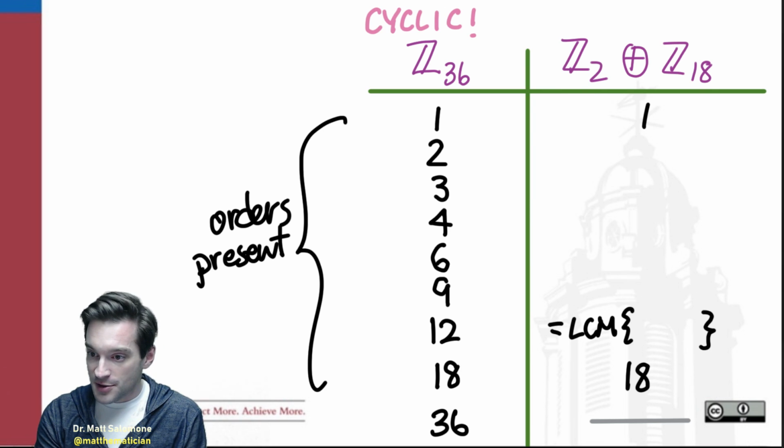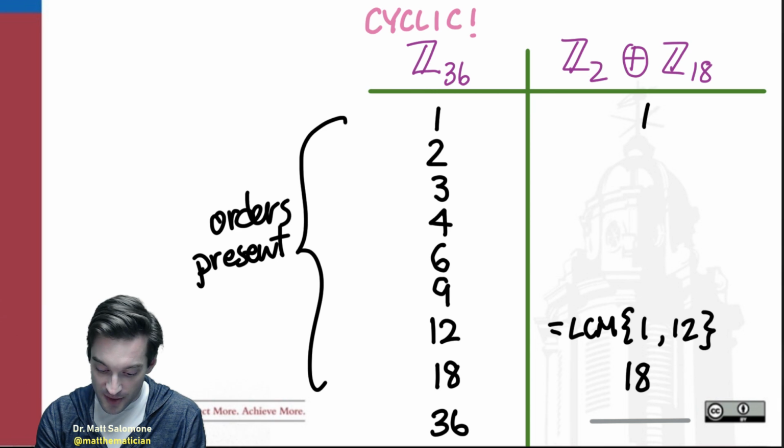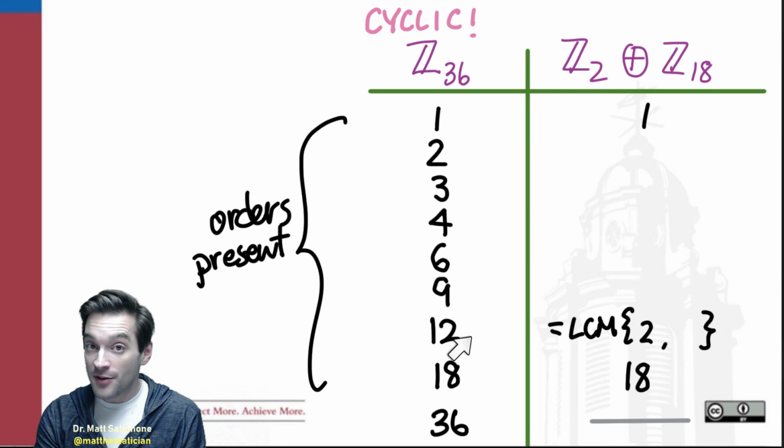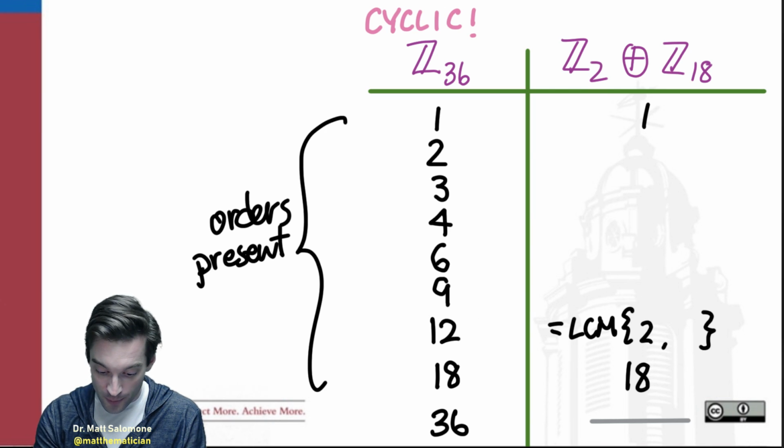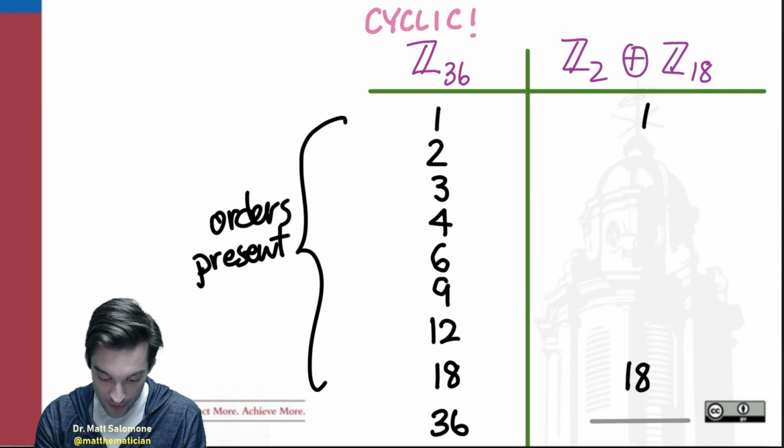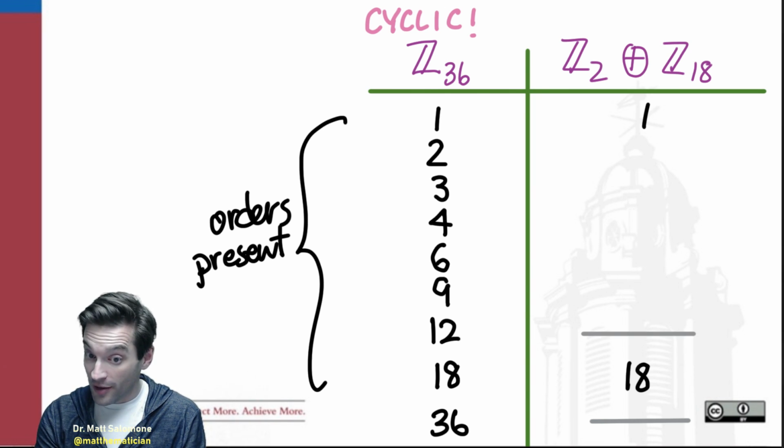Well, the only divisors I could pick here for this 2 are 1 or 2. And the only way to get 12 as the least common multiple of 1 with something is to have a 12 here. But 12 isn't a divisor of 18, so that's not going to work. So then the only other way to do it would be to put a 2 here. The problem is that 2 is already a divisor of 12. So the only way to get a least common multiple of 2 with something to equal 12 would be to have a 12 here. And that's not going to work again because 12 isn't a divisor of 18. So there is no element of this direct product group that has order 12.